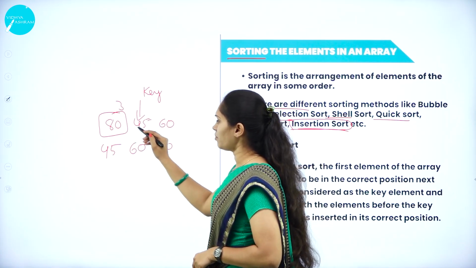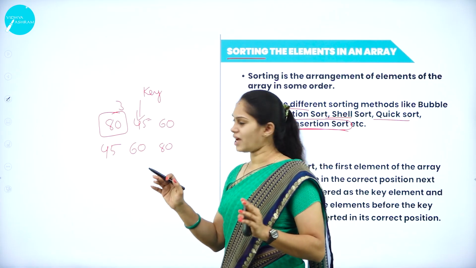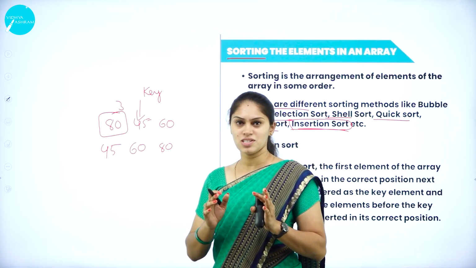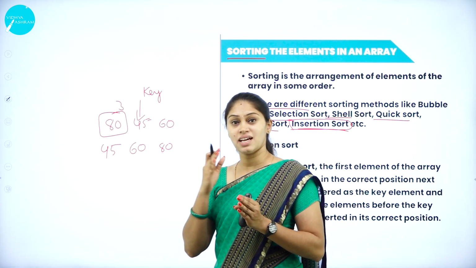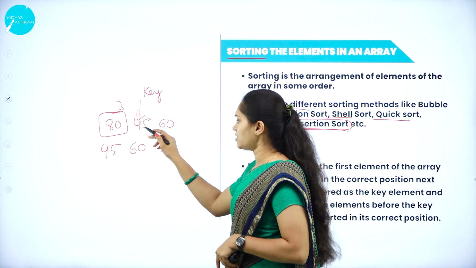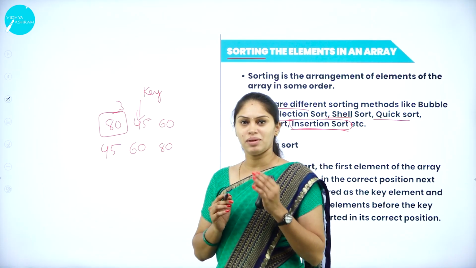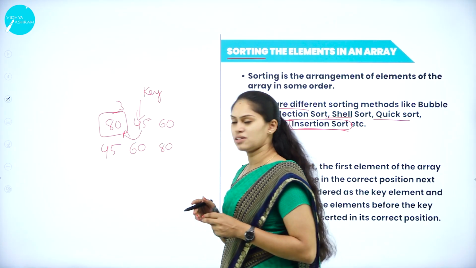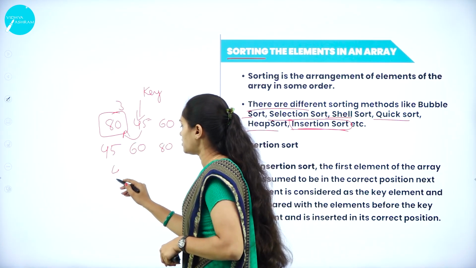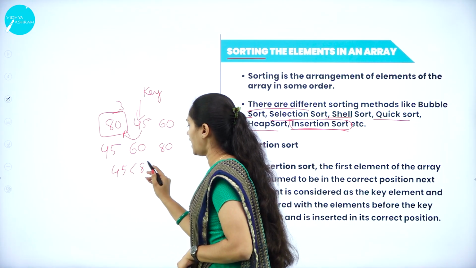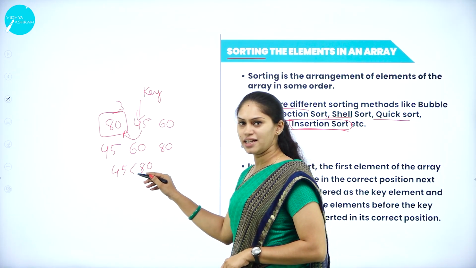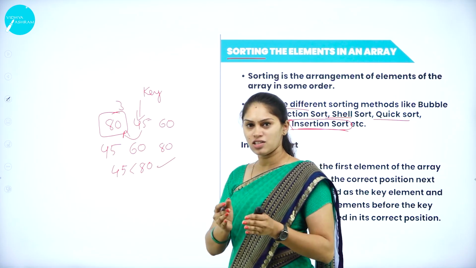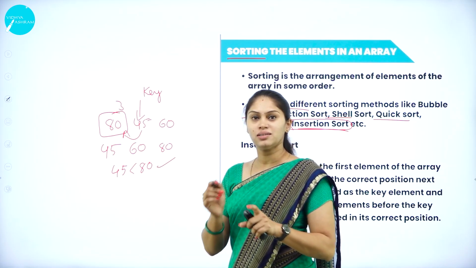So in this, what I am going to do? I am just going to assume that yes, 80 will be in the correct position. And I have 2 more elements, that is 45 and 60. So this 45 will become the key element for me. And I am just going to compare this 45 with 80. Is 45 lesser than 80? Yes, it is true. So when it is true, I'm just going to make a swap.